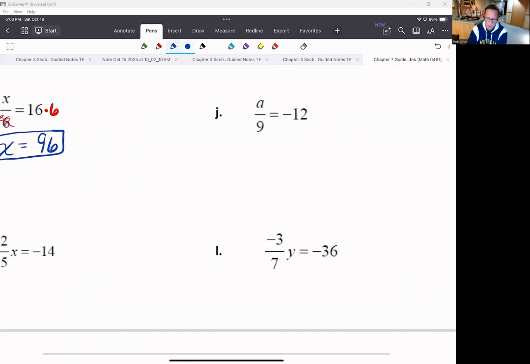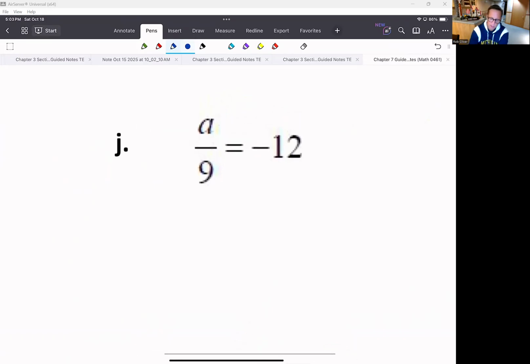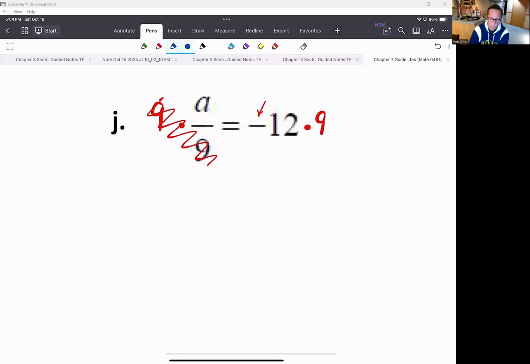There we go. All right, for example J, we're going to do the same thing. Multiplicative inverse of divided by 9 is to multiply by 9. All right, so we're going to multiply both sides by 9. We're going to multiply the left side by 9 and the right side by 9. Keep in mind, the right side is a negative 12, all right? Multiplicative inverse, those turn into 1, right? And all we're left with is A. So we got negative 12 times 9, which is negative 108.